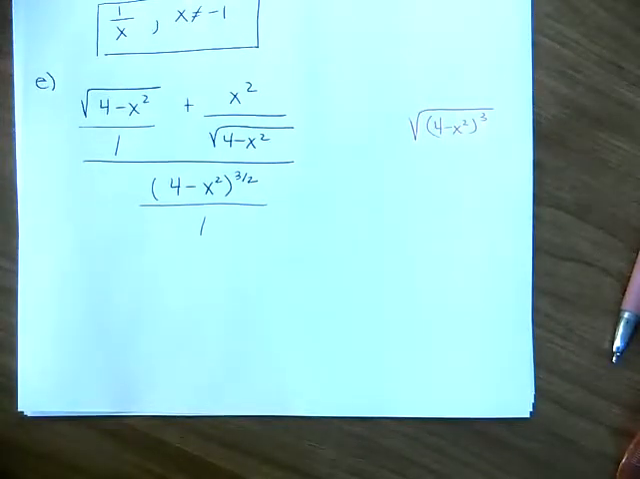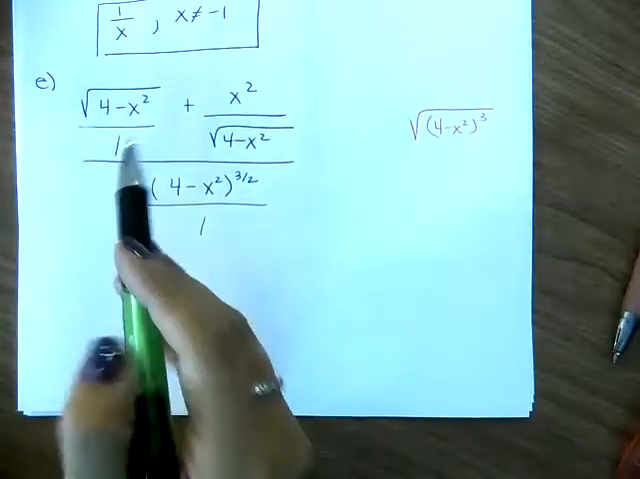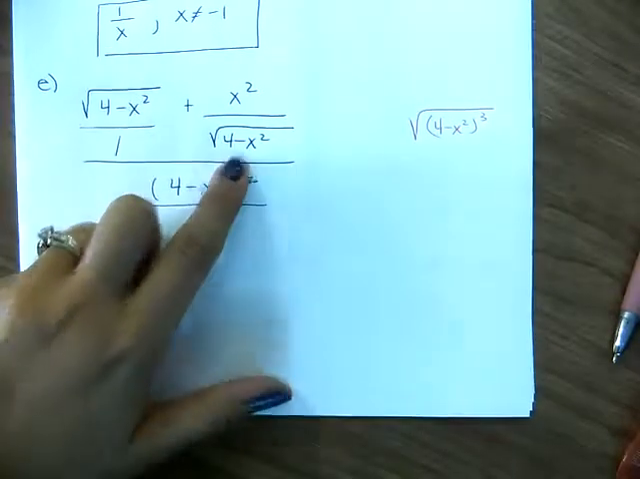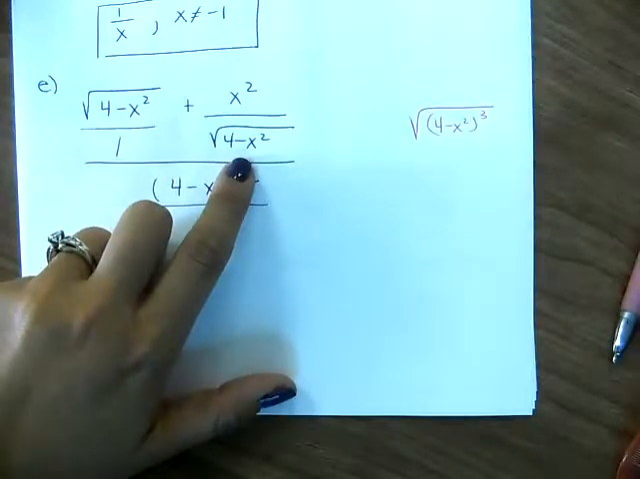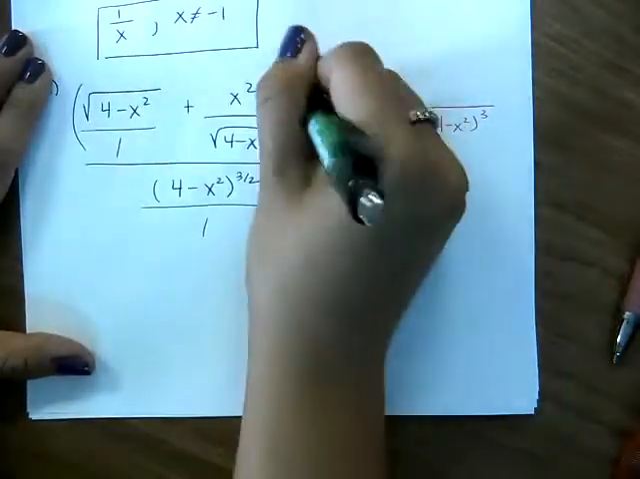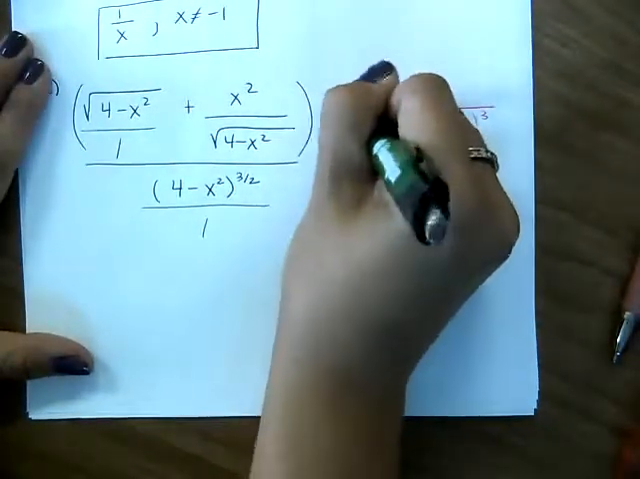The rule to simplify a compound fraction is that you're going to multiply by the LCD. So looking at these 3 denominators, what's that common denominator? The square root of 4 minus x squared. So that's what I'm going to multiply by. So 4 minus x squared.